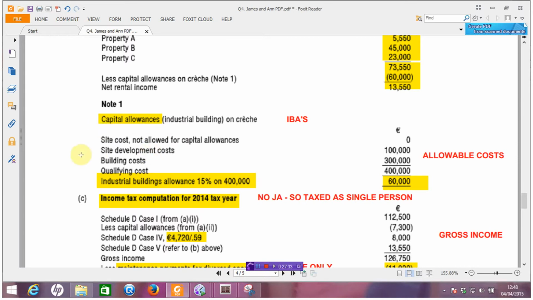So what do we need to do? Well, all that we need to know is there are several items of cost that were incurred. What attracts IBAs and what doesn't? Well, the key point was that the site itself doesn't attract. In other words, the land doesn't attract capital allowances. Land's going to appreciate in value. You're not going to get a capital allowance on it. Okay, so on that basis, what does attract IBA? These two. In other words, the development costs and the building costs. Okay, that gives us 400k, and it just happens that it's a 15% write down rather than 12.5 on any allowable cost, and that gives us the 60,000. So more of that when we come on to IBAs.